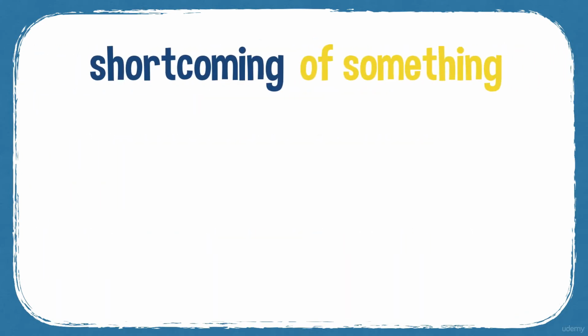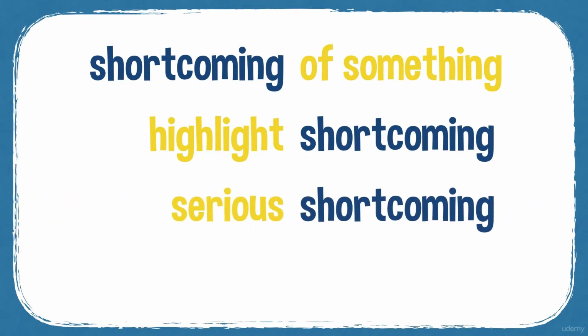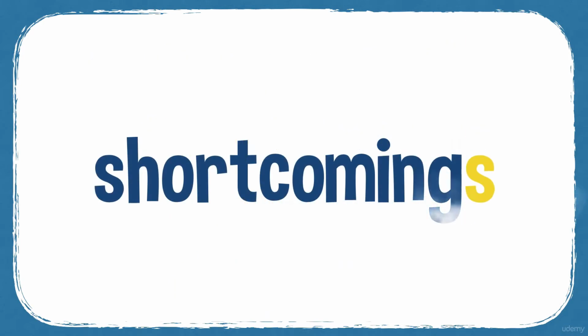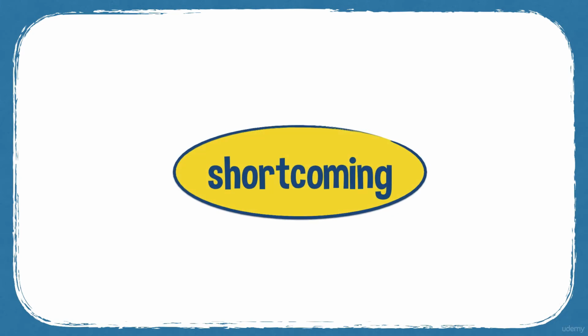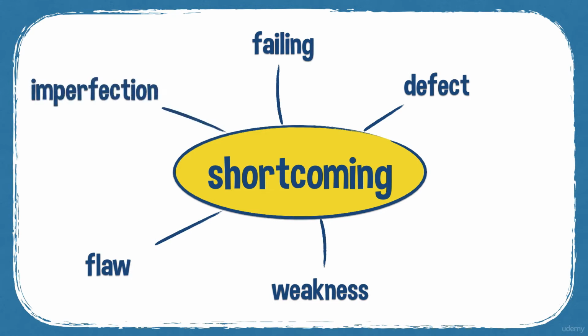So you can have a shortcoming of something. You can highlight a shortcoming. You can have a serious shortcoming. Glaring shortcoming. Staring at you. So bad. So shortcomings is the plural. And some synonyms: failing, weakness, defect, flaw, imperfection, and deficiency.